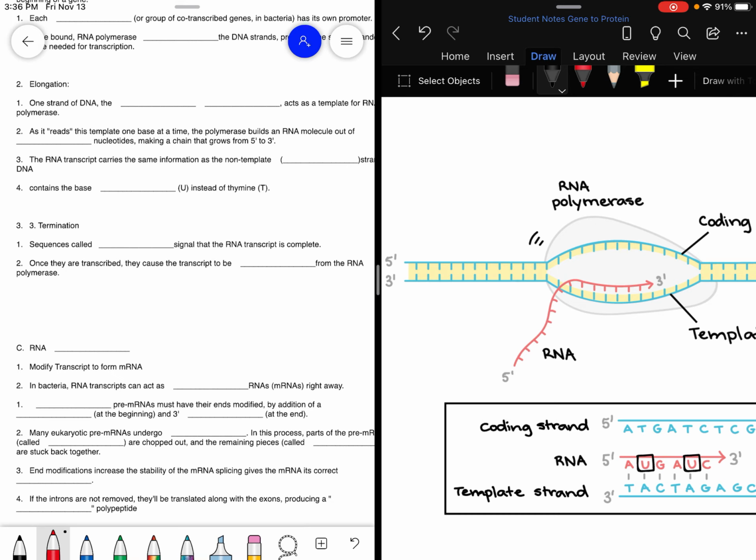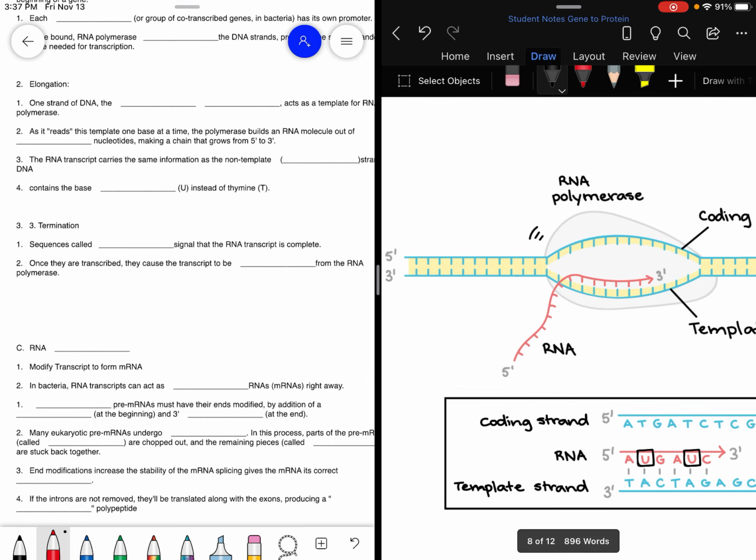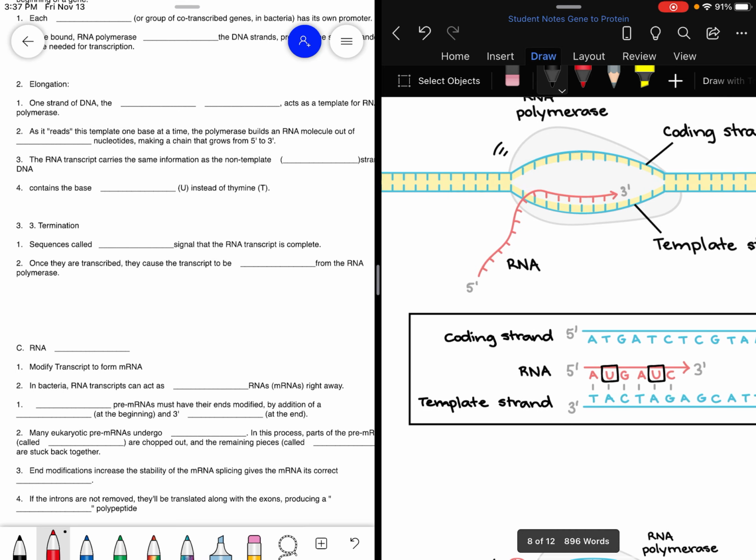One strand of DNA, the template strand, acts as a template for the RNA polymerase. As it reads the template one base at a time, the polymerase will build an RNA molecule out of complementary nucleotides, making a chain that grows from 5' to 3'. Number 3, the RNA transcript carries the information of the non-template or coding strand of the DNA, but it contains the base uracil instead of thymine. Uracil, U-R-A-C-I-L, instead of thymine, so that's what that U is.